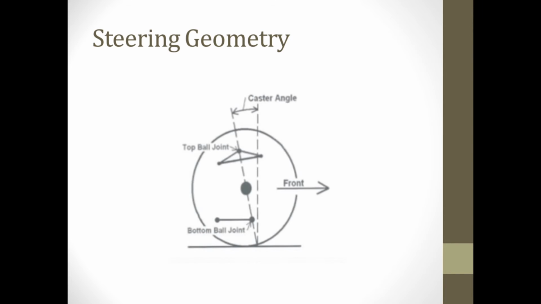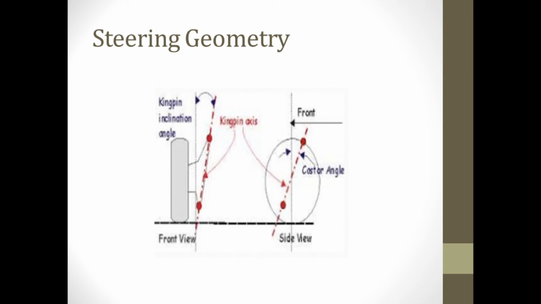Now we come to caster. Caster angle is tilt of the kingpin center line towards front or back of the vehicle vertical line. It is the angle between the vertical line and kingpin center line in the wheel plane when looked from side. Next we come to kingpin inclination. It is the angle between kingpin center line and vertical line when seen from the front of the vehicle. It is also called steering axle inclination.